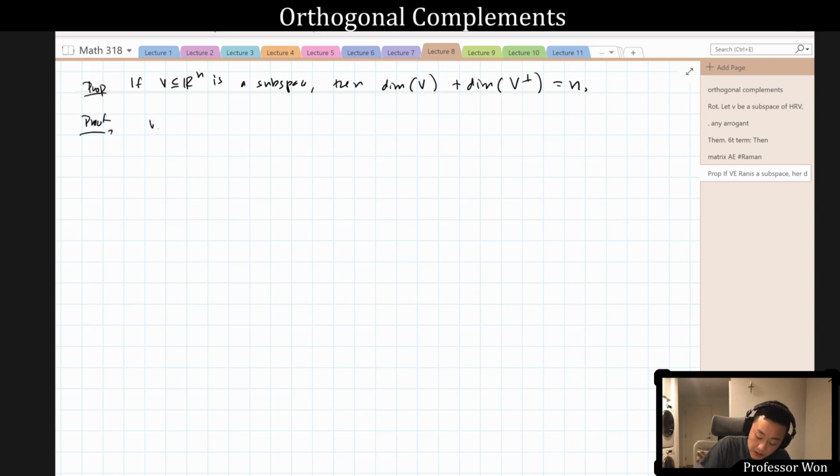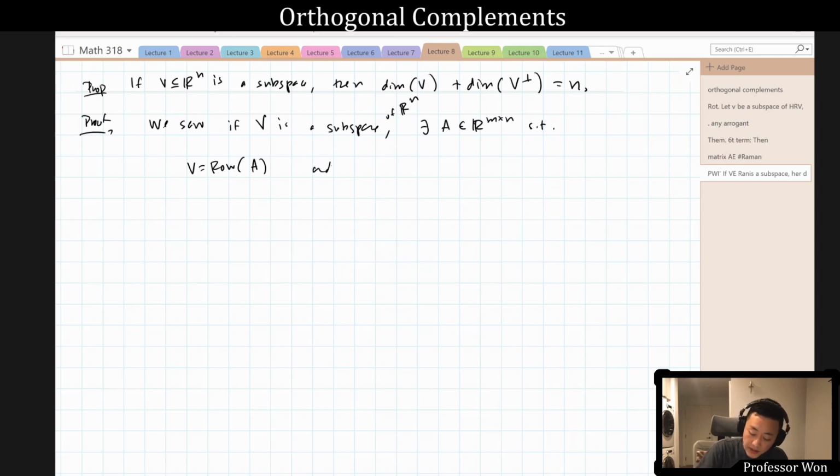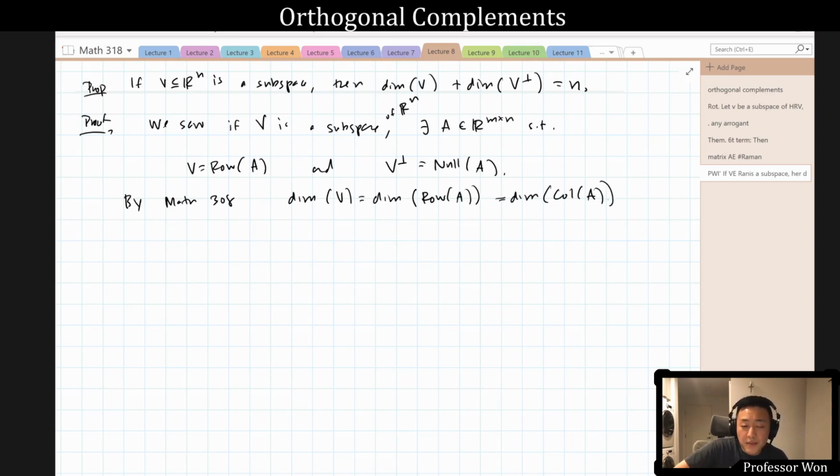Right, so we just saw that if V is a subspace of Rn, then there exists an m by n matrix A such that V is equal to the row space of A. And we saw that V perp is equal to the null space of A. But by Math 308, the dimension of V, which is the dimension of the row space of A, is also equal to the dimension of the column space of A. Those are both equal to the number of pivots in the echelon form of the matrix A.